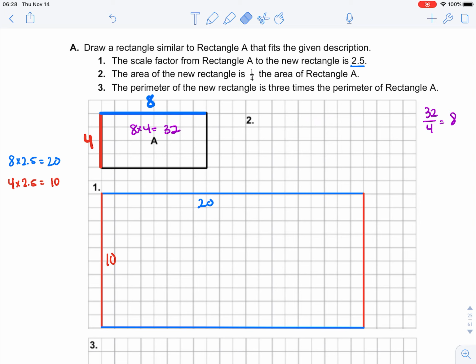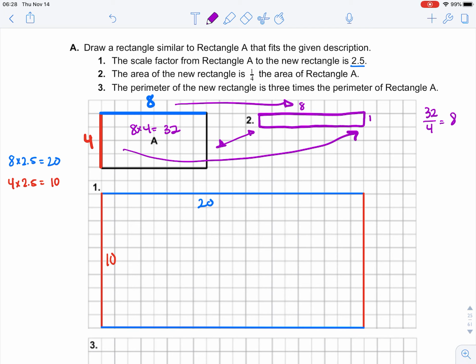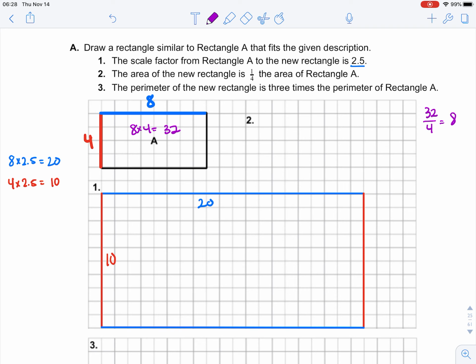Okay, well, let's try a couple of rectangles and see what we get. I can do a 1, 1, 2, 3, 4, 5, 6, 7, 8. Now, do these two look similar to each other? Not really. This is an 8 by 1. That doesn't seem to work because the long side is the same, and the short side is divided by 4. That doesn't work. Okay, so let's try something else.